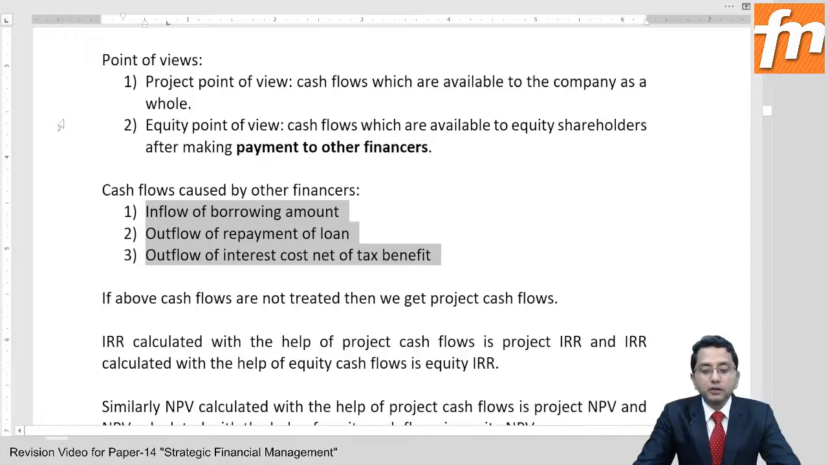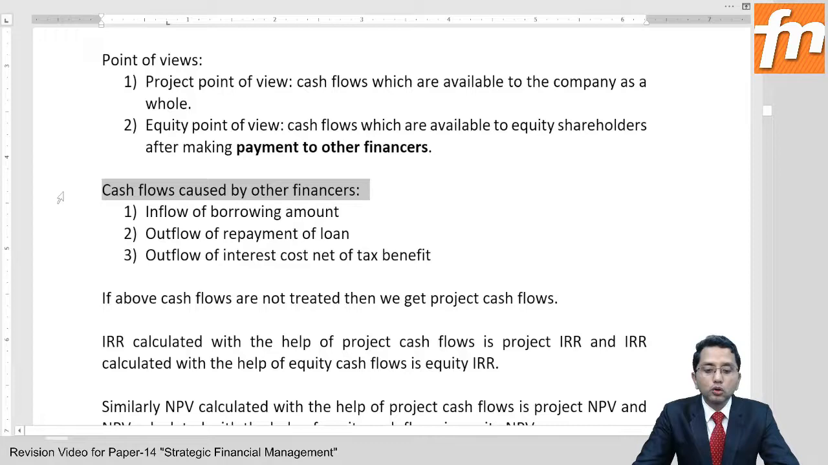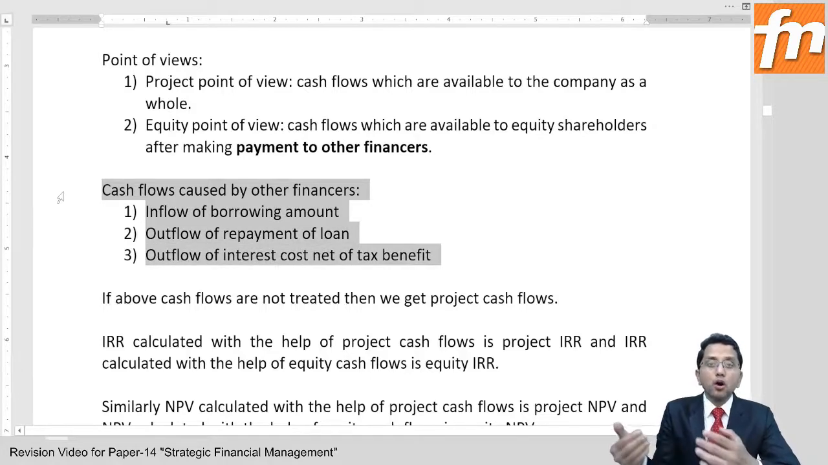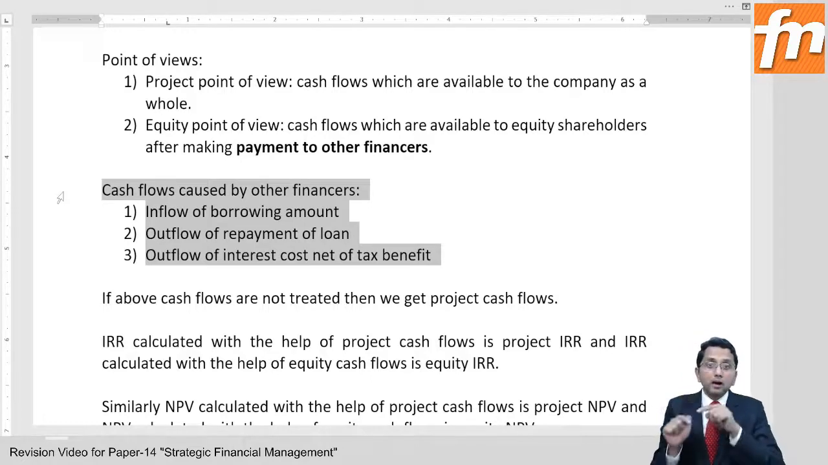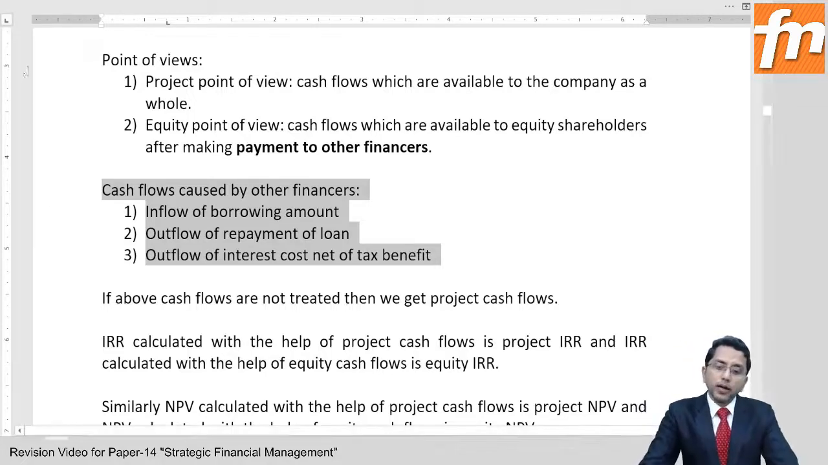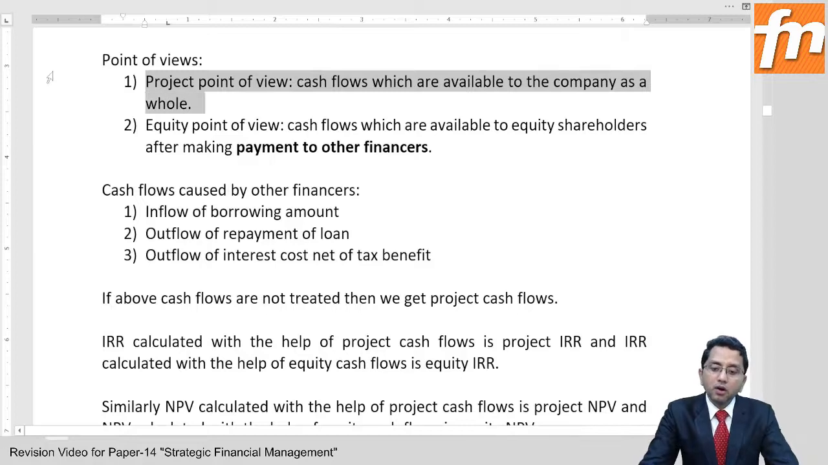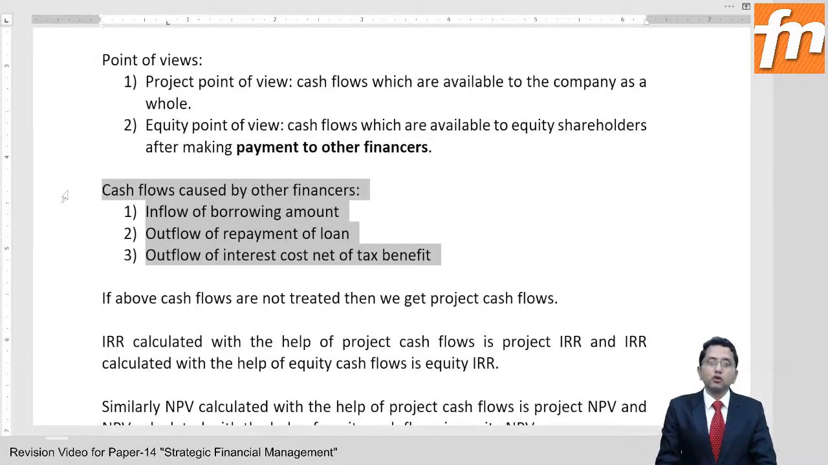If you want to make evaluation of a project from equity point of view, then you should also consider these cash flows: inflow of the loan amount, outflow of repayment of loan, outflow of payment of interest, but after considering its tax benefit. But if you want to have a project point of view, then all these cash flows should be ignored because you don't want to look at from a particular financer. You just want to know what is the amount which is available to the company as a whole.